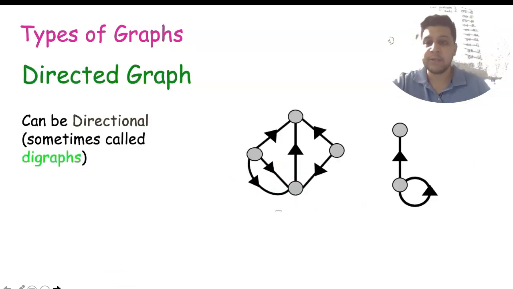Next one we're looking at is directed graphs, which can sometimes be called digraphs. Pretty much all it is, your edges have an arrow which represents the way the network travels. So if we're looking at this vertex here, this vertex can reach that vertex, but that vertex cannot reach this vertex, because the directional arrow can only move one way.